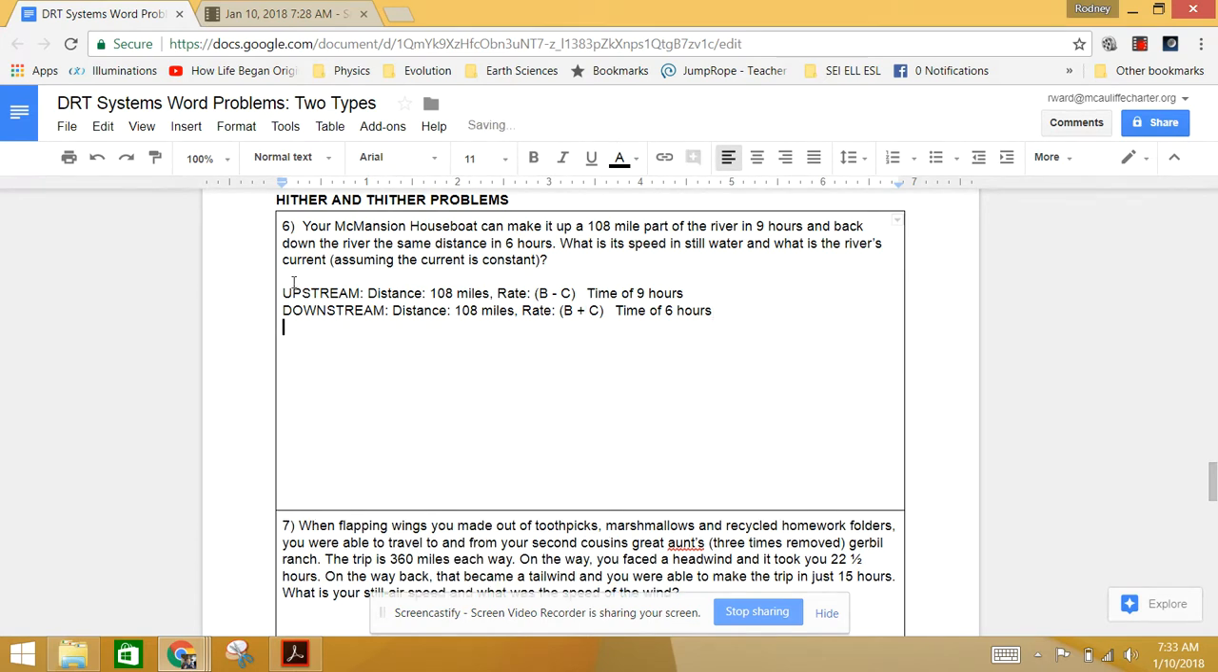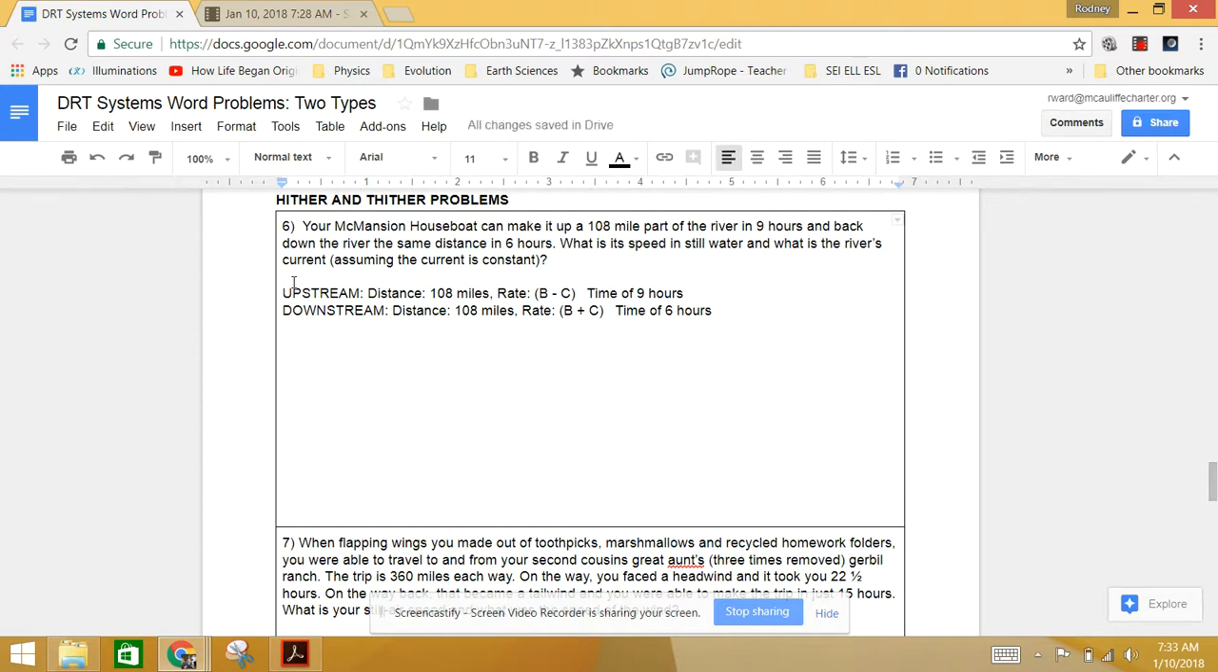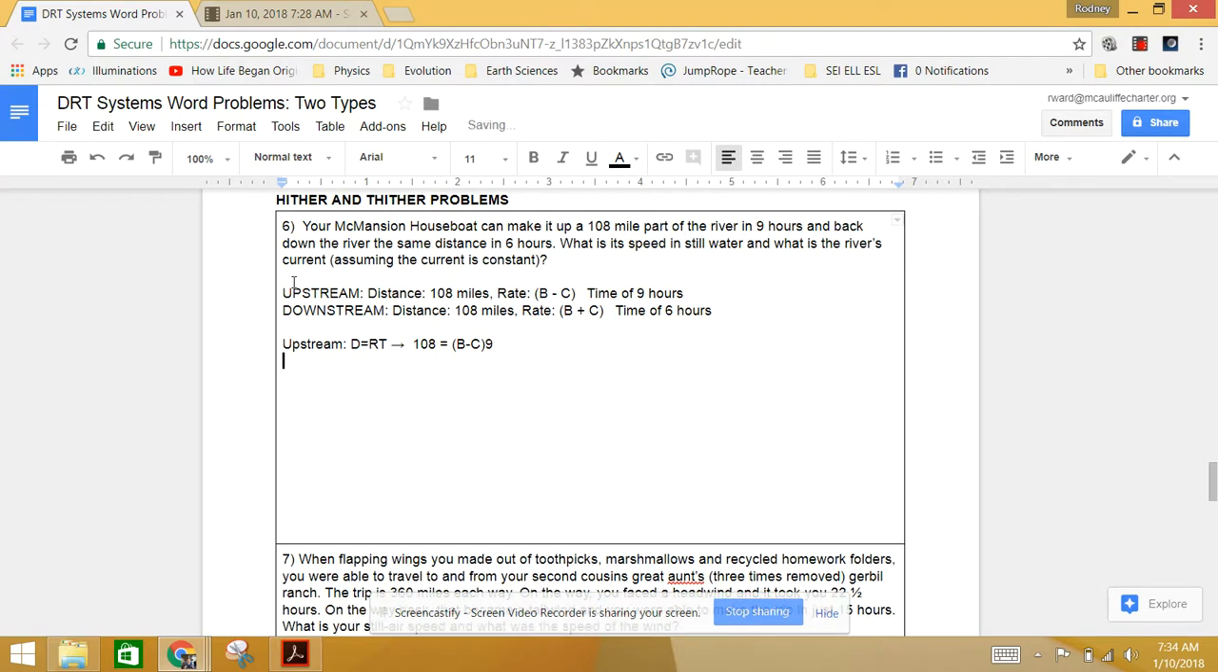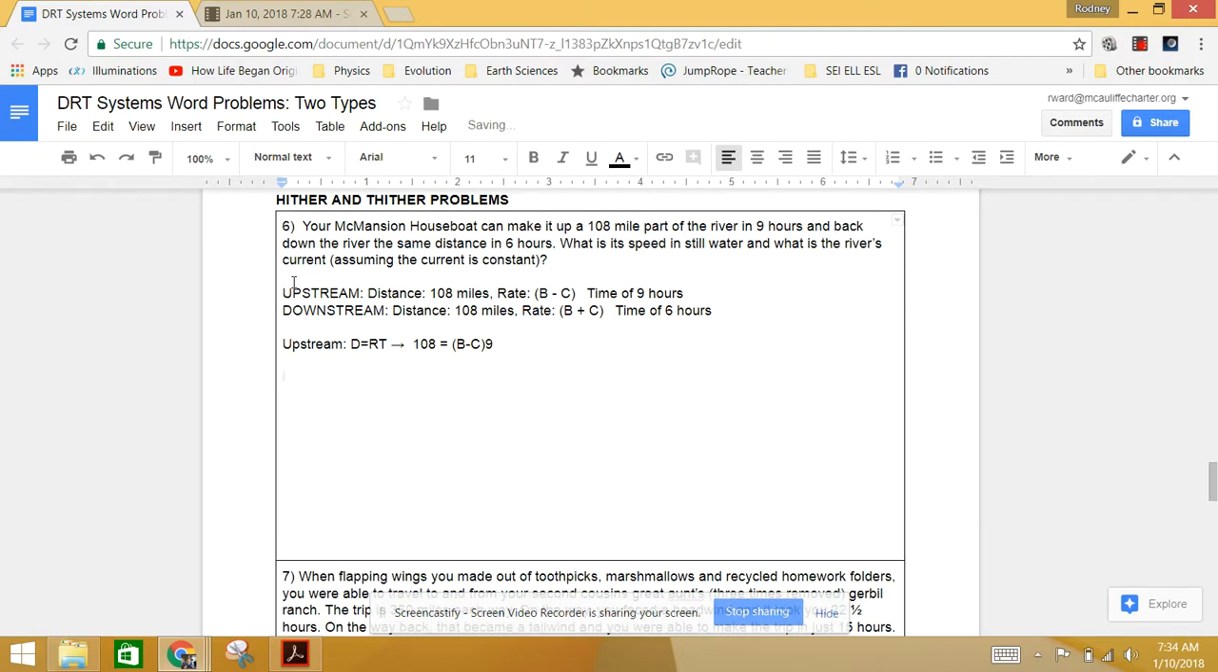So now we can create our equations. So pause and see if you can create the equations if you haven't done so yet. If you have, that's fine. You can keep going. And I'm going to set up my upstream equation. My upstream equation is based on distance equals rate times time. So that's going to be 108 miles equals my rate of B minus C times my time. I can put this time here, on the other side of the parentheses, because I'm doing the distance equals rate times time structure. I'm going to go ahead and do it in that order.